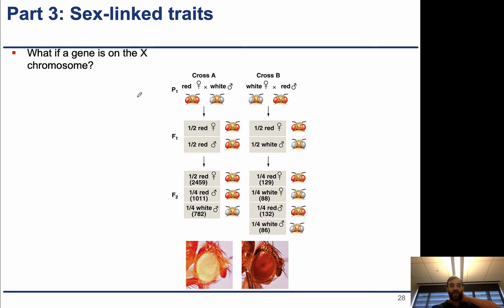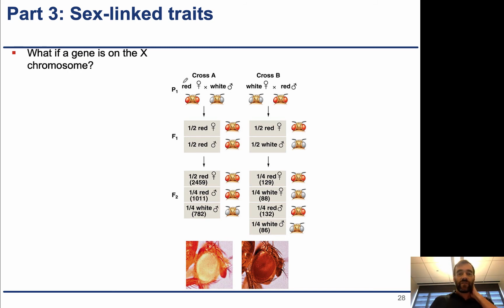So finally, we're going to cover what happens if the gene is on the X chromosome. This violates the assumption that individuals have 2 copies of each gene, and that's because male individuals only have 1 copy of the X chromosome. And so it actually has a pretty dramatic change in the offspring ratios.